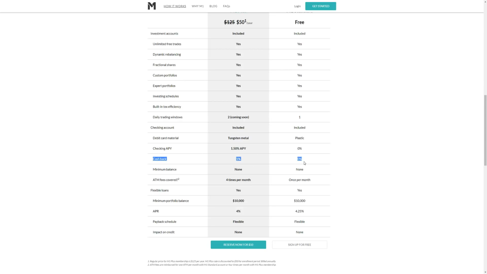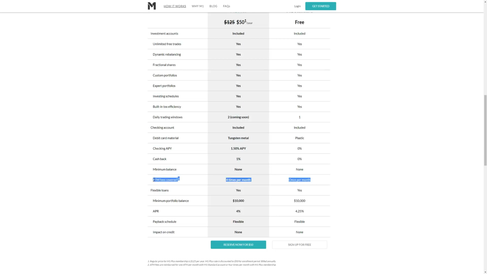Now, the difference here is the cash back again. If you're going out there and you're using your debit card and withdrawing out of your checking account, you're going to be getting some sort of a cash back using the M1 Plus, 1% back. So if you spend $1,000 per month, that's about $10 per month in cash back. As for the minimum balance, there's no minimum balance required, so that's good.